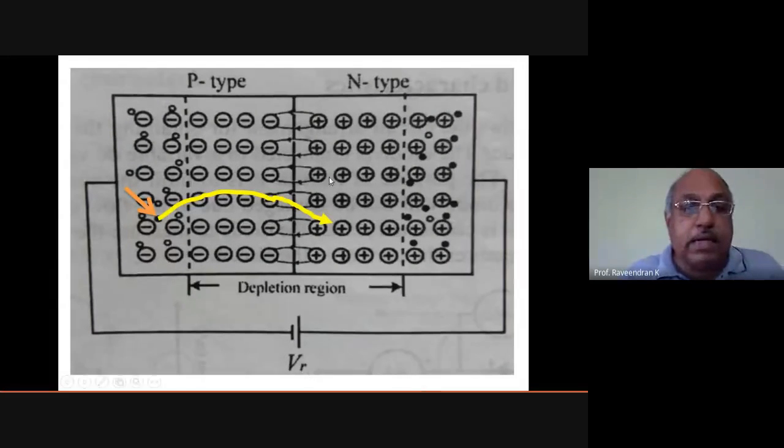Here a very small number of thermally generated electrons will cross this junction due to the energy they possess and reach here in the form of leakage current. These electrons, though they are minority carriers, produce a current called the leakage current through the junction during reverse biasing. So during reverse biasing, the current through the junction is only the leakage current. There is no effective flow of current. The only current flow is the leakage current, which will be of the order of some microamperes. Micro means 10 raised to minus 6.